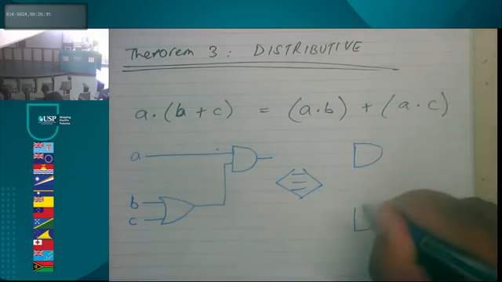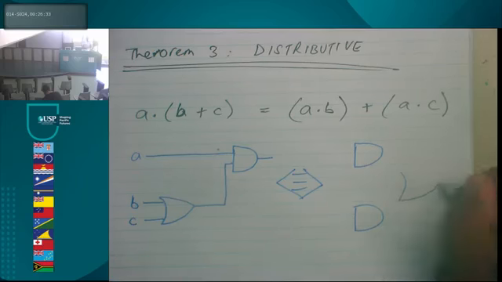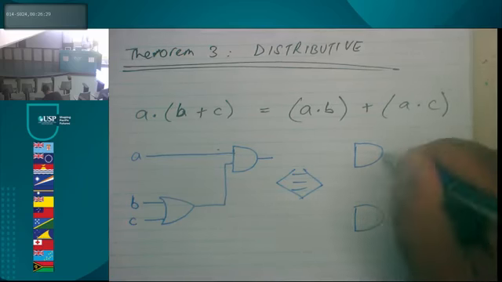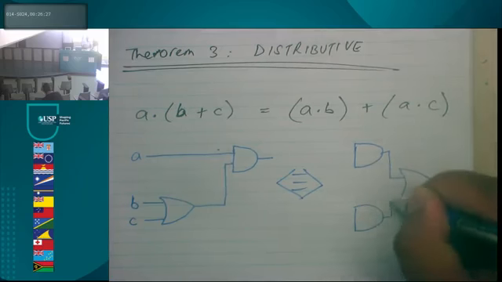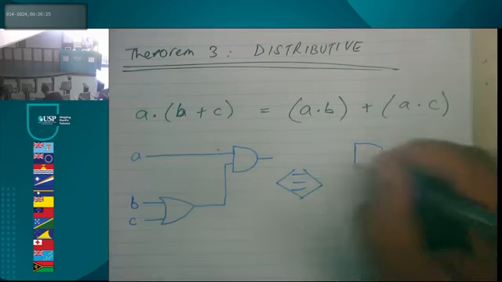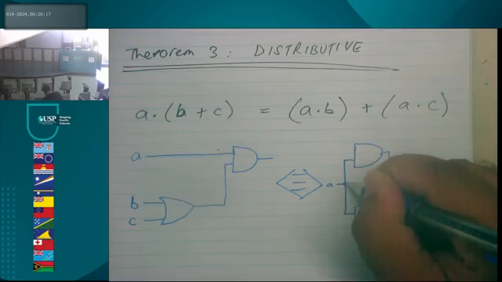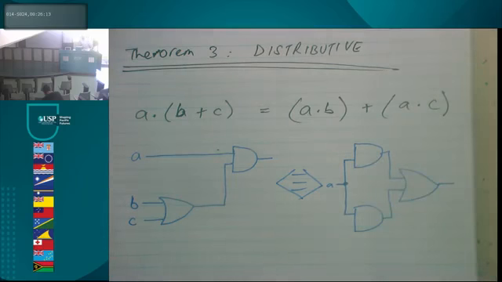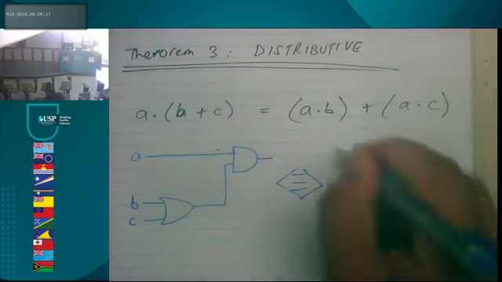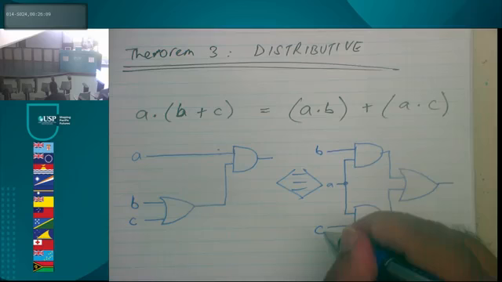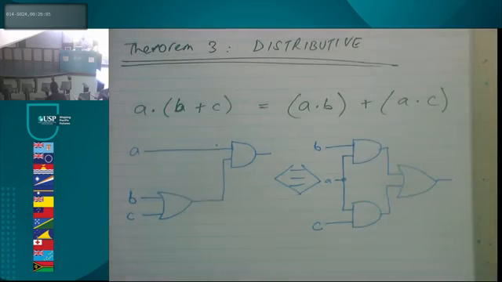So you have two AND gates which feed into an OR gate, and because you've got A in common, at this junction you just put a little dot to indicate that it is in common. And you can do a B over there, and a C over there. So have a look at that. Left hand side, right hand side.